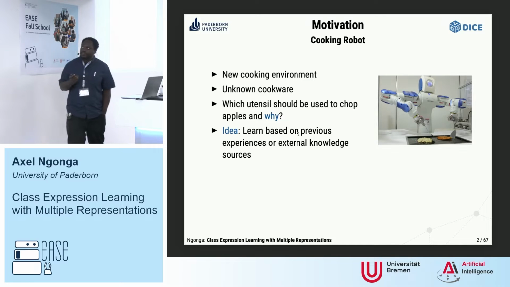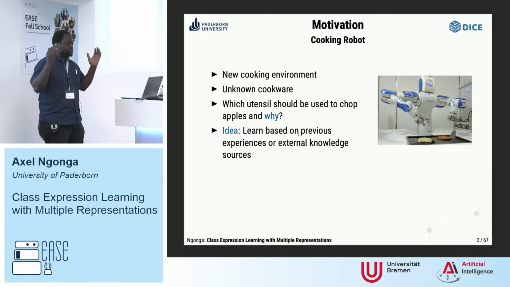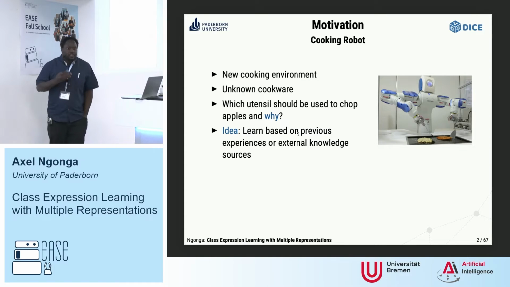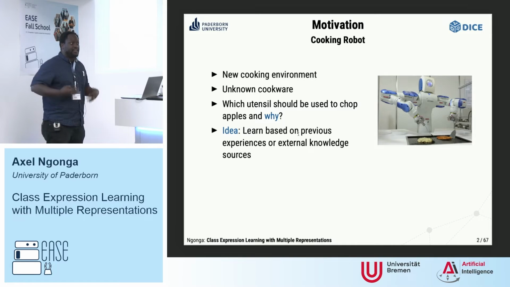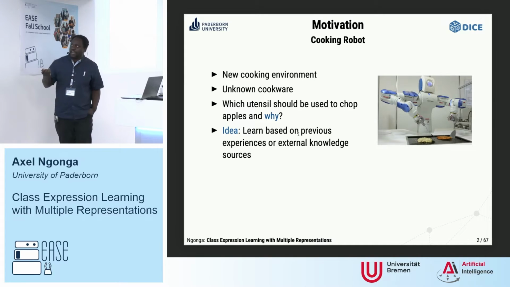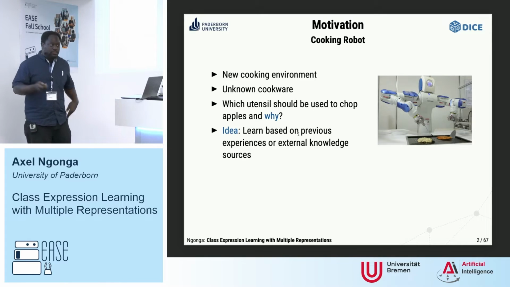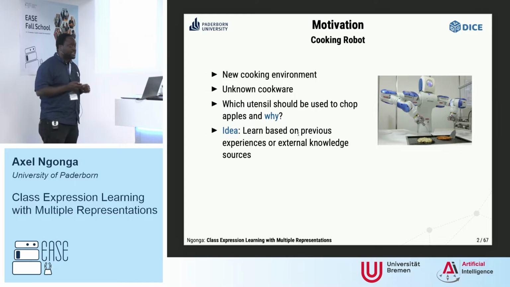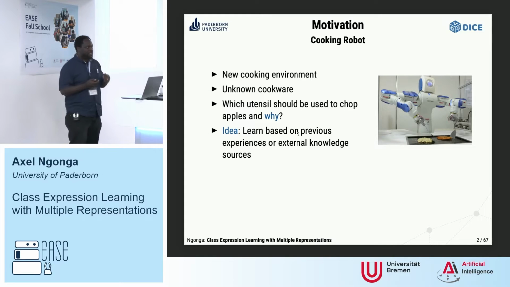Imagine that you have a cooking robot, for example. That cooking robot is thrown into a new kitchen. The cookware is unknown, basically pots, knives, and so on. So it basically has to think, okay, I'm given a recipe, for example, make an apple crumble. And my fundamental question is, which utensil should I then use to perform one of the tasks in the recipe, which is I need to basically chop apples. It's not only that I want to be able to pick the right utensil, I also need to be able to say why I picked that particular utensil.